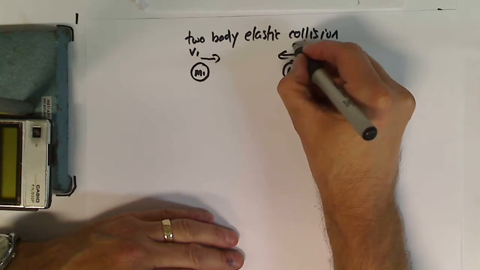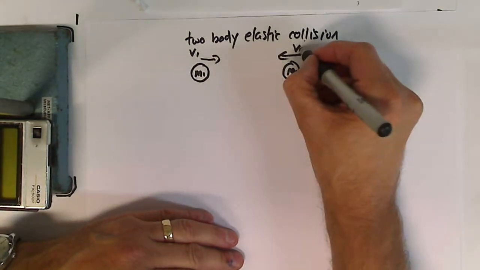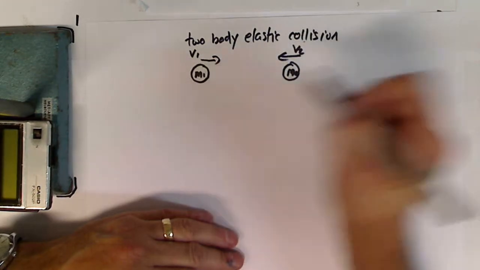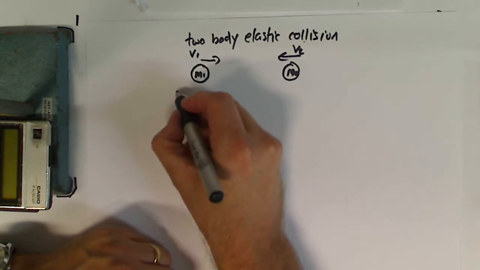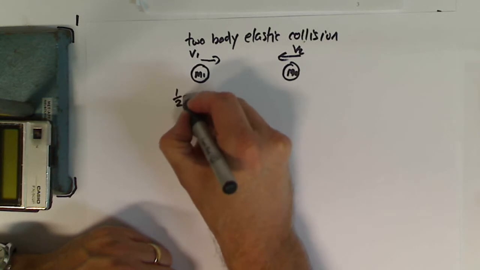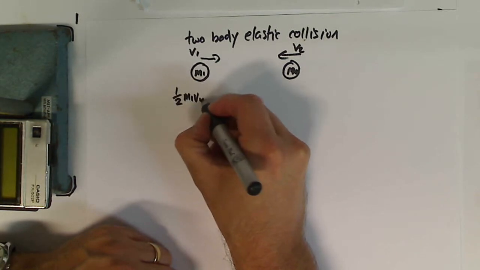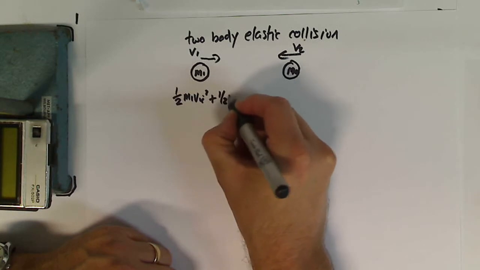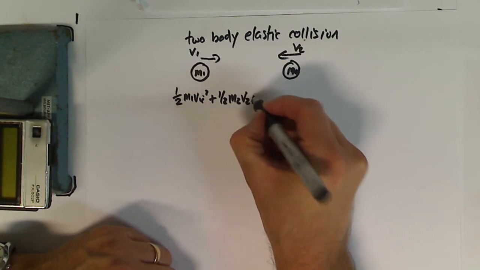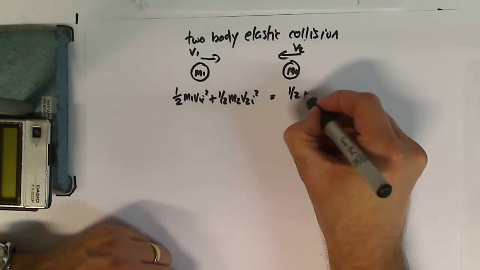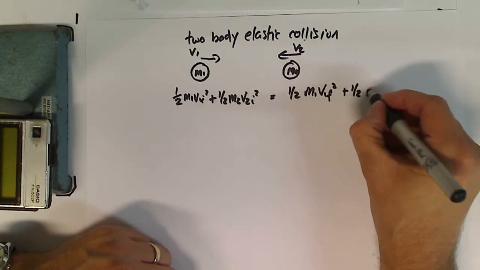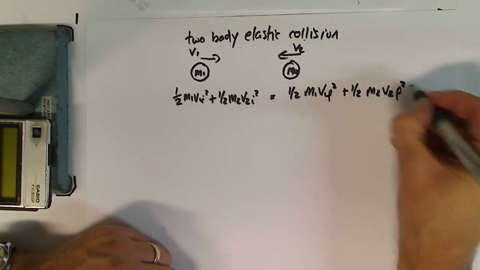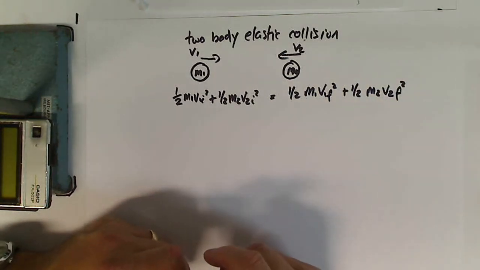We have a V1 and we have a V2. So we're going to have a V1 initial and a V2 final. Now, because it's an elastic collision, we can say that kinetic energy before for the system equals kinetic energy after for the system. So that's 1/2 M1 V1 initial squared plus 1/2 M2 V2 initial squared must be equal to 1/2 M1 V1 final squared plus 1/2 M2 V2 final squared. That's your kinetic energy formula.